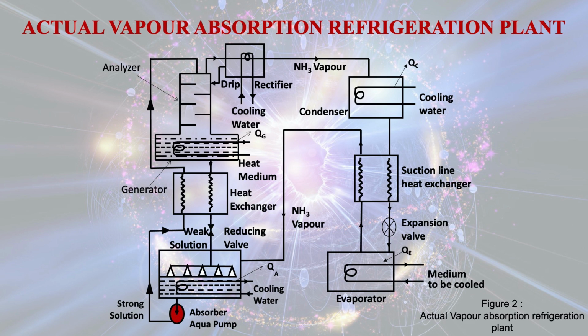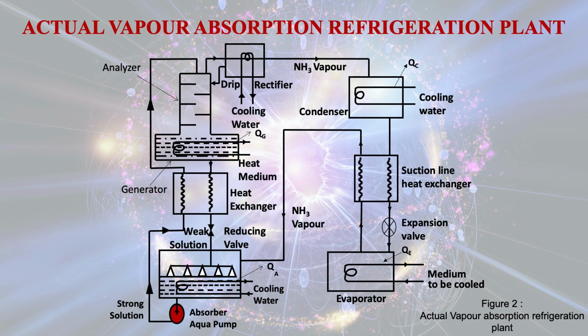Now, this is another diagram of a vapor absorption refrigeration system. This diagram is exactly the same as the diagram which we have explained just now. In this diagram, you can see there is an evaporator, there is a condenser, there is an expansion device, there is a generator absorber assembly. Now, in this case, the only addition is the analyzer rectifier system.